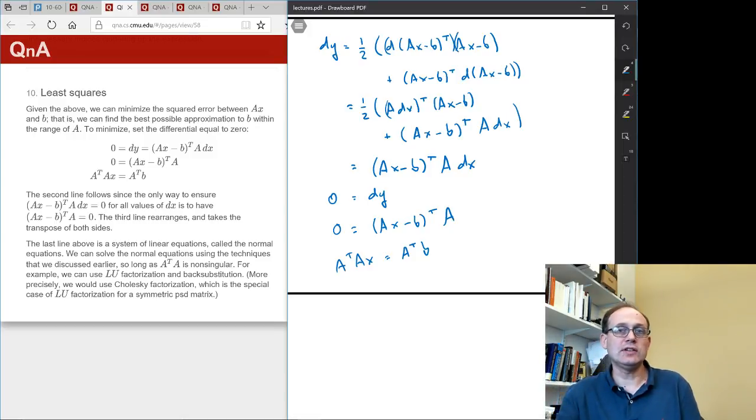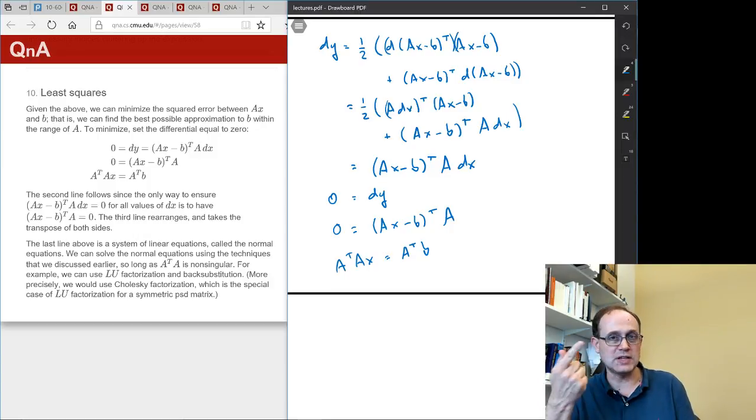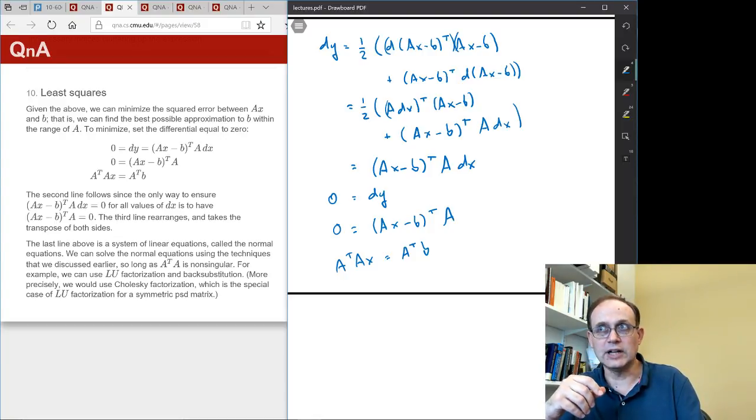And we talked in a previous set of lecture notes about how to solve linear systems, and all of those methods apply. For example, we could take the LU factorization of A transpose A here, and then do back substitution to find the best value of x. And I should point out that for a symmetric positive semi-definite matrix, LU factorization simplifies. It becomes Cholesky factorization, which is to say that the U matrix is the transpose of the L matrix, so it's L times L transpose.